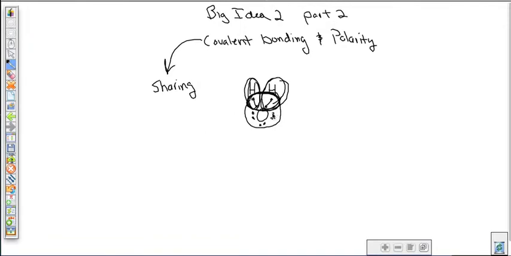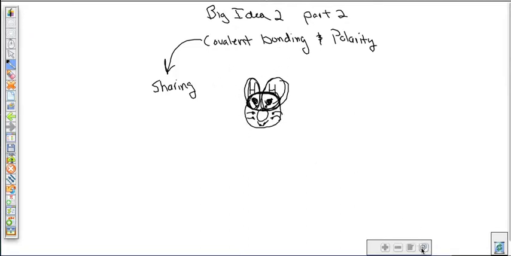All right. Ooh, looks like a nice bunny rabbit, doesn't it? There's eyes, whiskers. Hi, kids. So anyways, this is bonding in the covalent style with sharing like that.